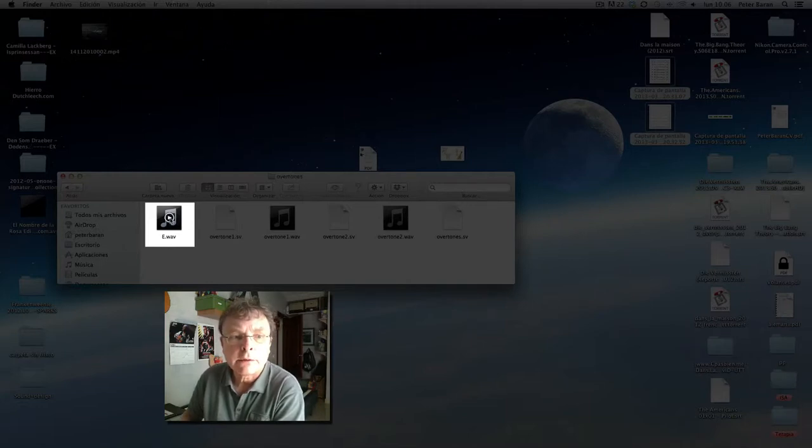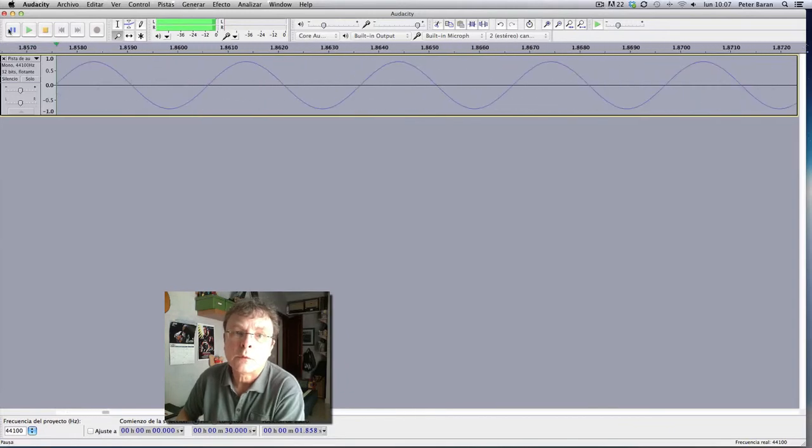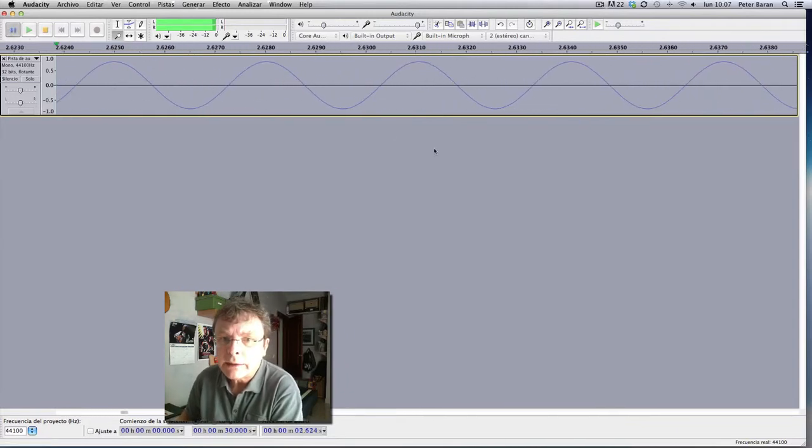Now if I have this same tone, this same pitch, and I play it on the guitar, then it would sound like this. Now of course we hear the same pitch, but the sound is very differently than this one. Why is this?